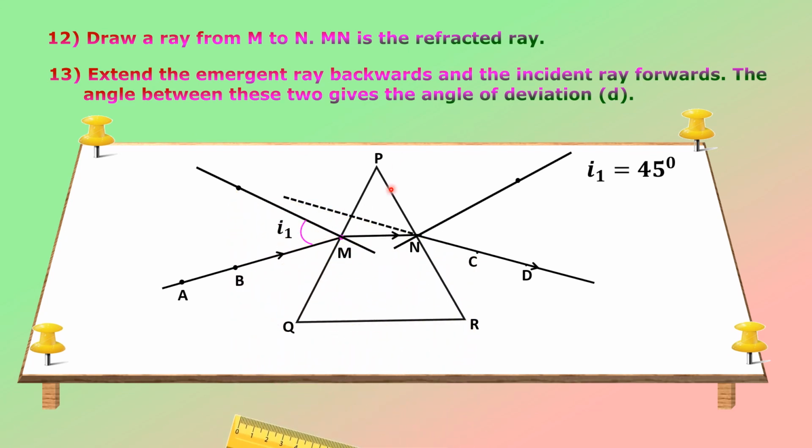Similarly, extend the incident ray forwards. That means this ray would have gone like this in the absence of the prism. That means how much deviation has taken place in the presence of the prism. That is called the angle of deviation.